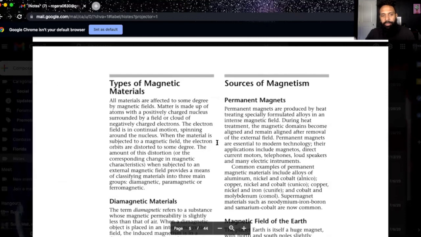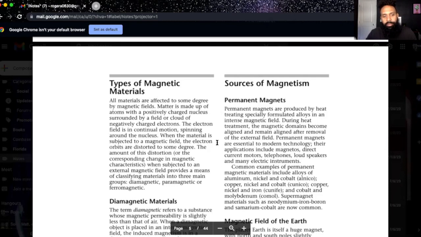Types of magnetic materials. All materials are affected to some degree by magnetic fields. Matter is made up of atoms with a positively charged nucleus surrounded by a field or cloud of negatively charged electrons. The electron field is in continual motion, spinning around the nucleus.